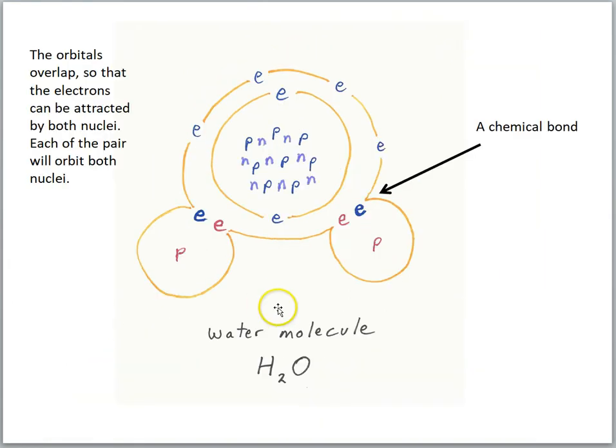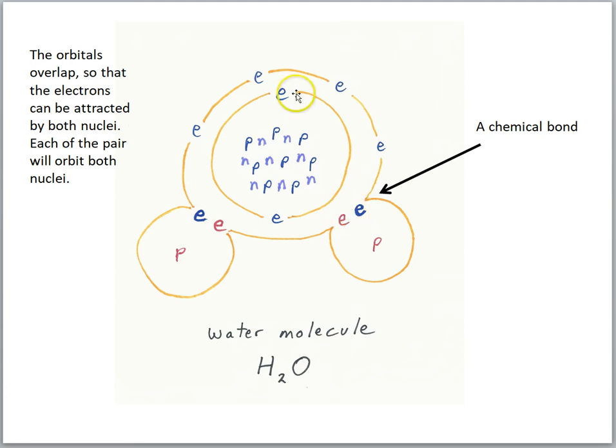And in fact, this is going to be our understanding of a chemical bond. The orbitals of the two atoms overlap so that the electrons can be attracted by both nuclei. Each pair will orbit both nuclei. So here we have the blue electron that was part of the oxygen atom originally. It will still spend some time around the oxygen nucleus, but also spend some time around the hydrogen nucleus. The original hydrogen electron will spend some time around the hydrogen nucleus, but also spend some time around the oxygen nucleus. And so we say, in a sense, that we have a sharing of a pair of electrons.